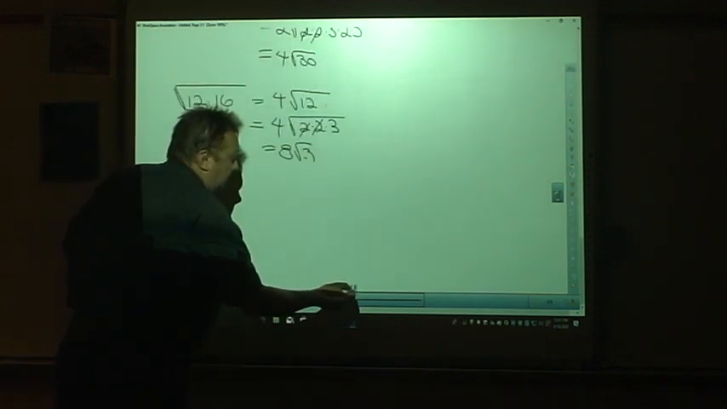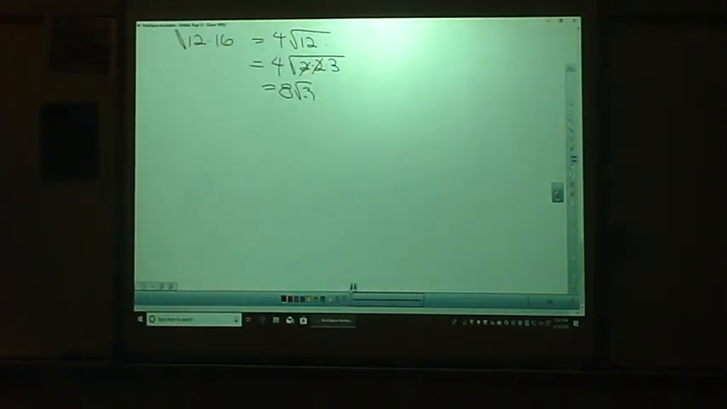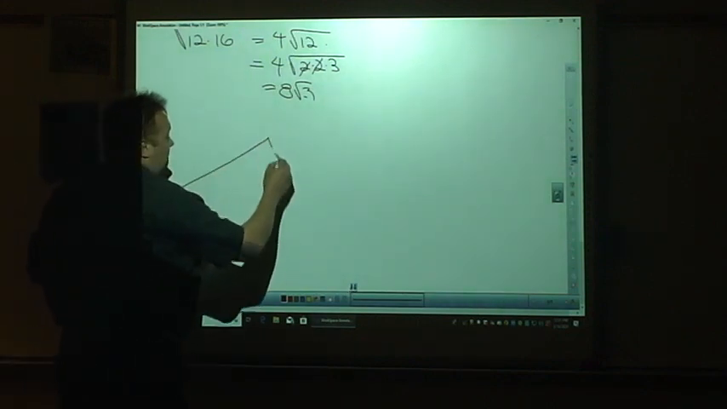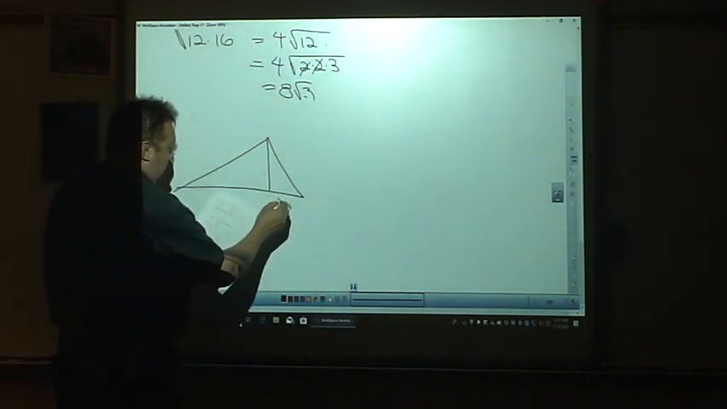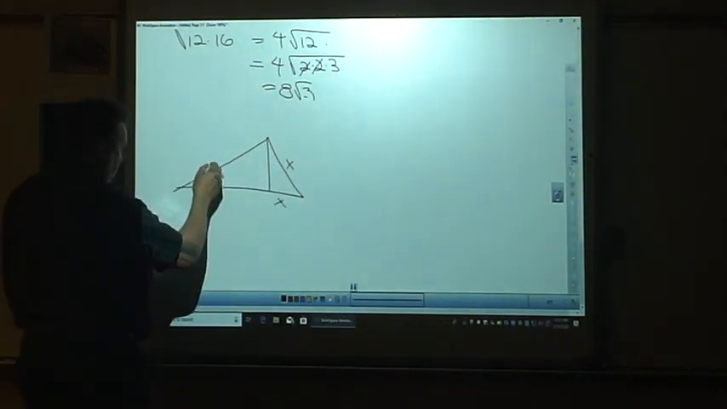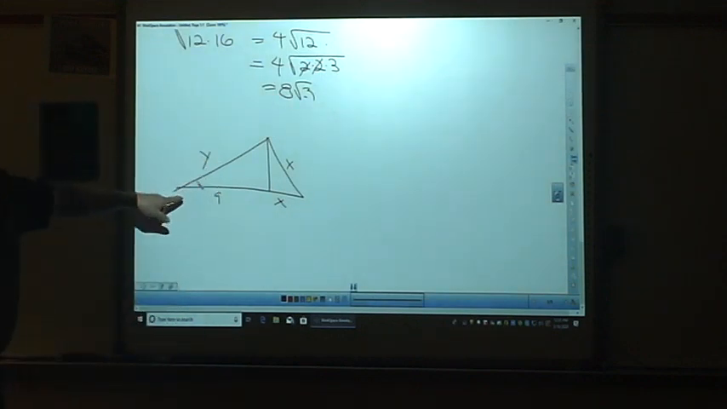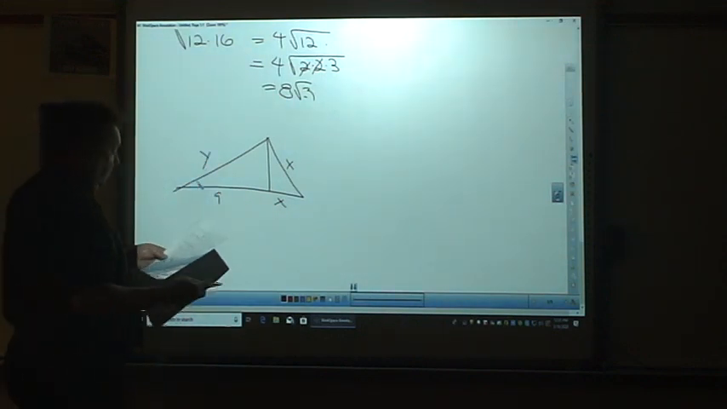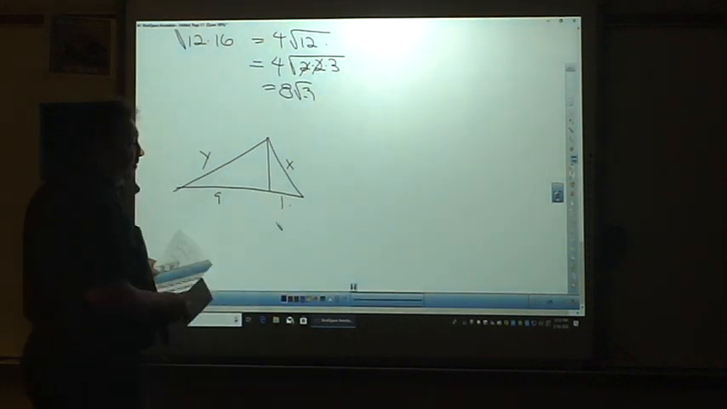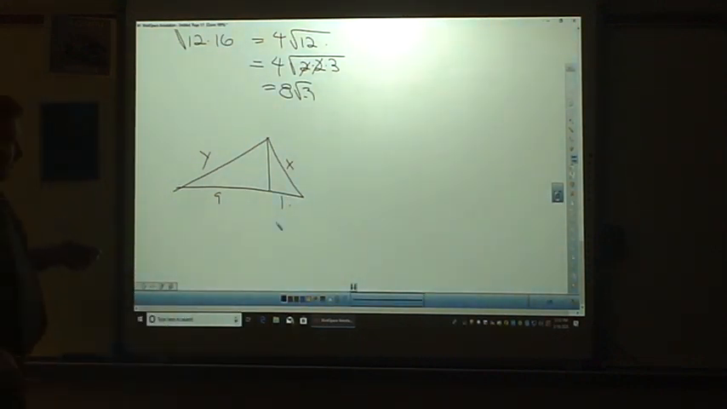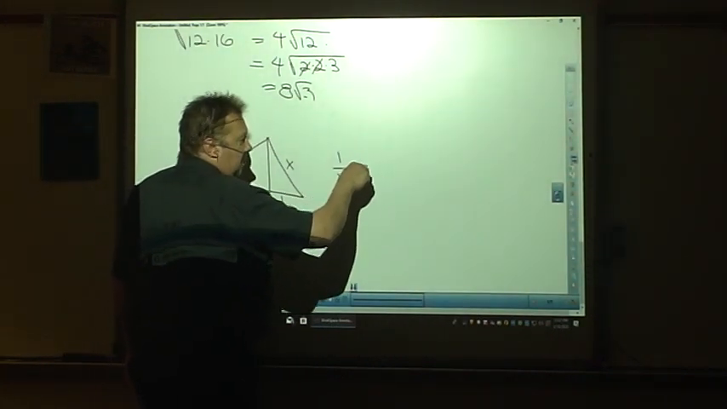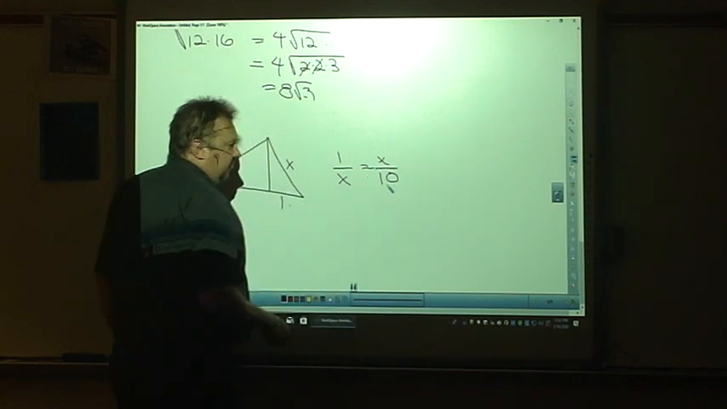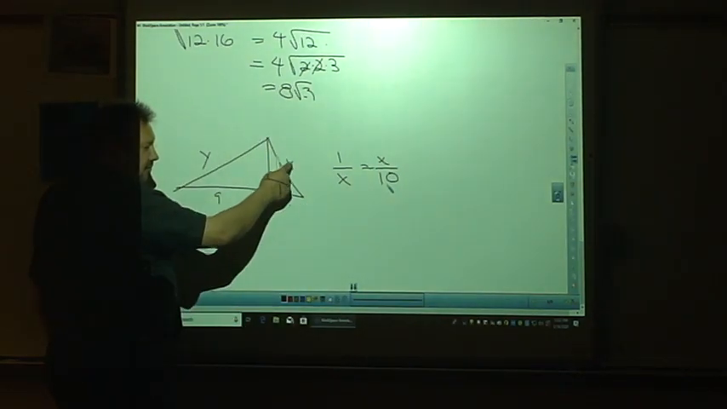For 41, it is important that you're looking at your theorem list. I've got this. This is 1, this is X, this is 9, this is Y. I turned it over so it would look like the pictures on your theorem list. So, this part over the leg equals the leg over the hypotenuse. This over leg equals leg over the whole side.